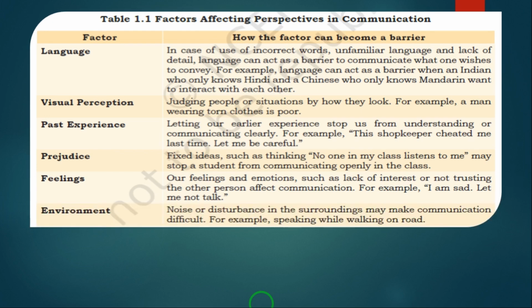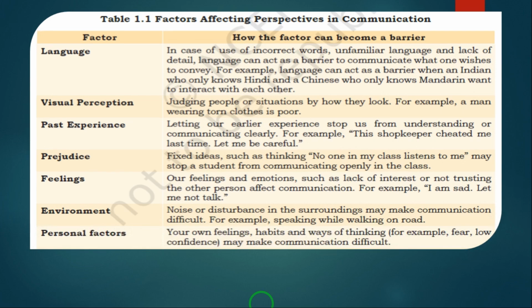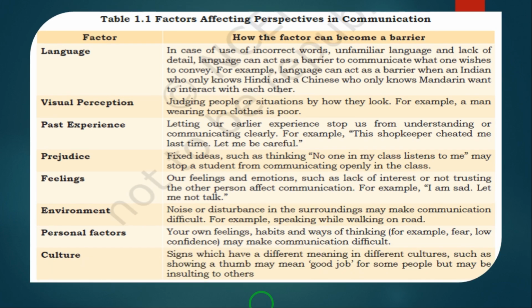Environment. Noise or disturbance in the surroundings may make communication difficult. For example, speaking while walking on the road. Then personal factors: your own feelings, habits, and way of thinking. For example, your fear or low confidence may make communication difficult.